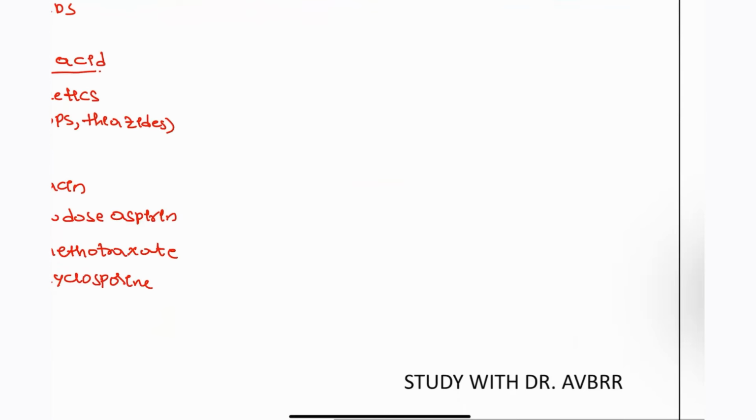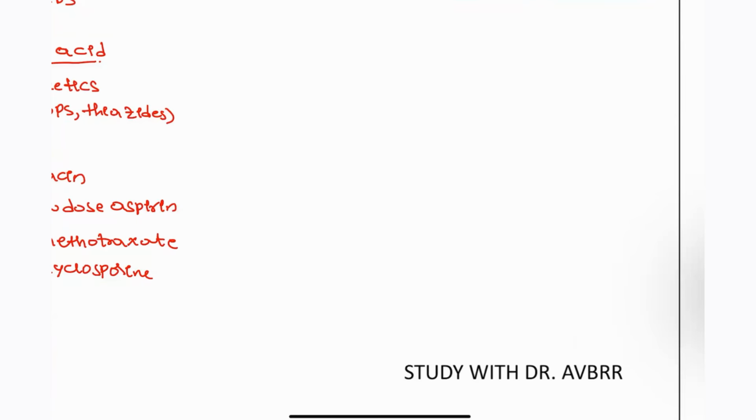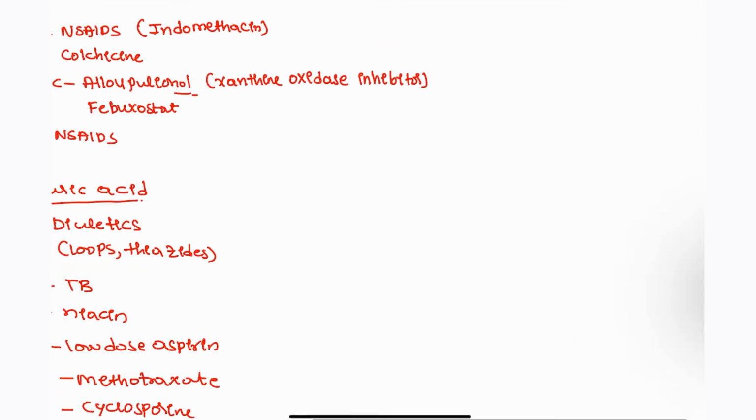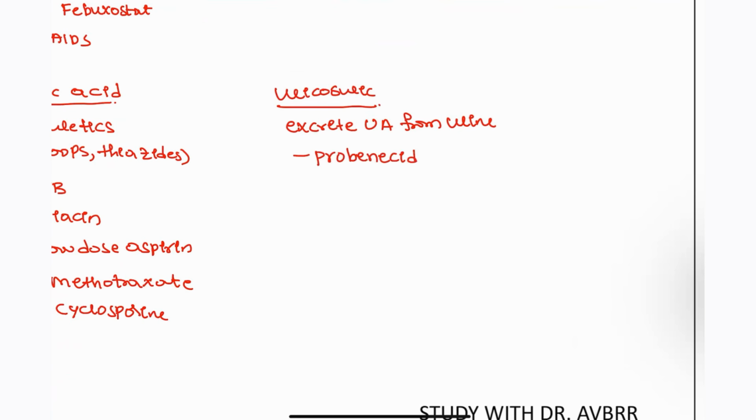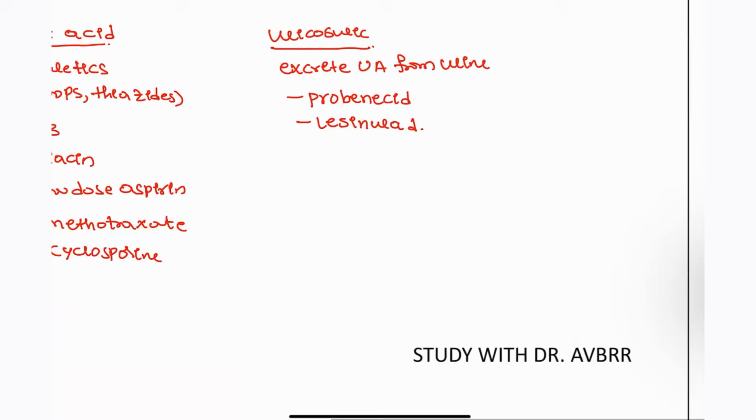Next, we have the uric acid classification, how these drugs are going to decrease it. First example, we have seen xanthine oxidase inhibitors, allopurinol and febuxostat. Next, uricosurics. These drugs are going to excrete uric acid in the urine, so this is like an elimination from the body. What are the examples, guys? Probenecid and also lesinurad. These are the drugs that excrete uric acid from our body through the urine, right?